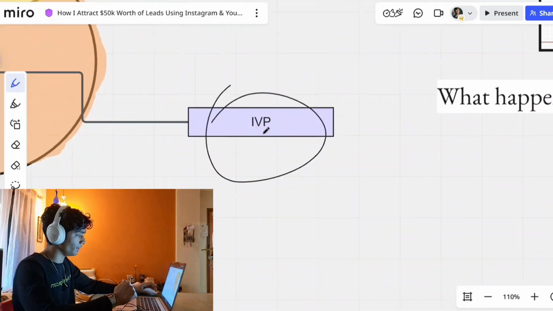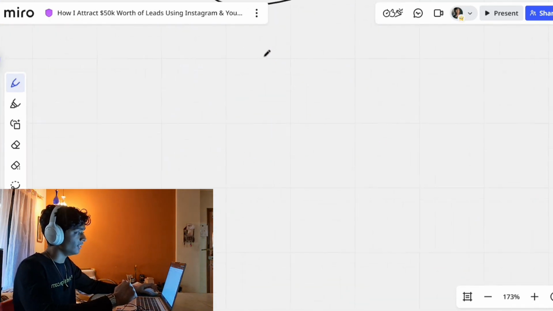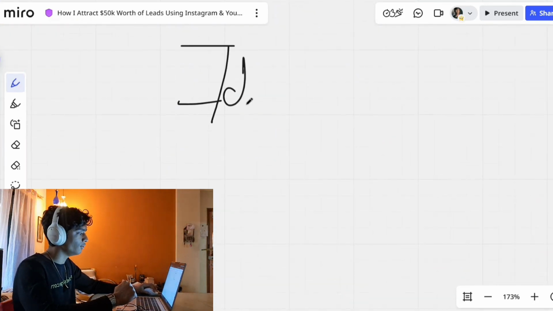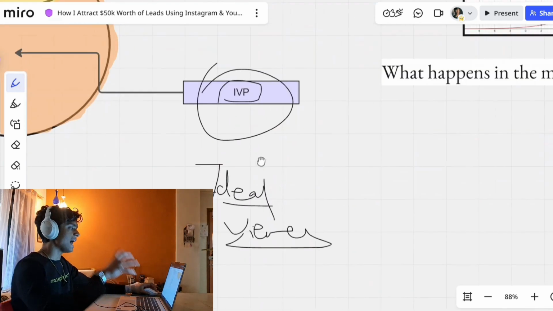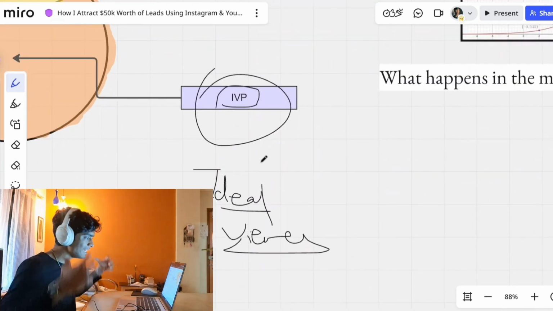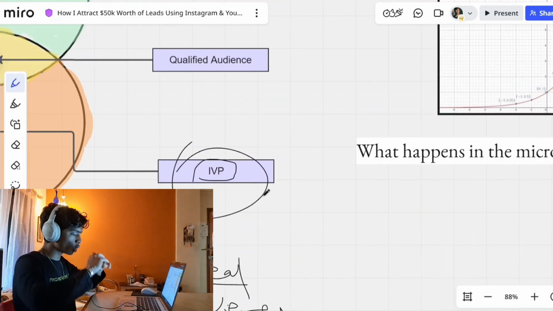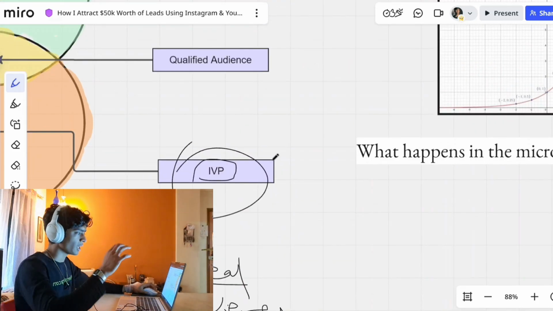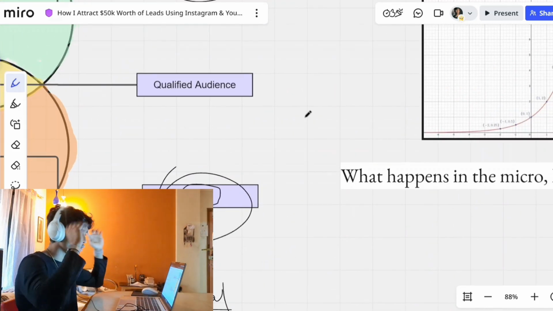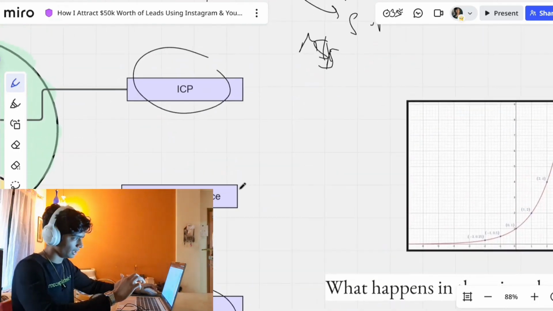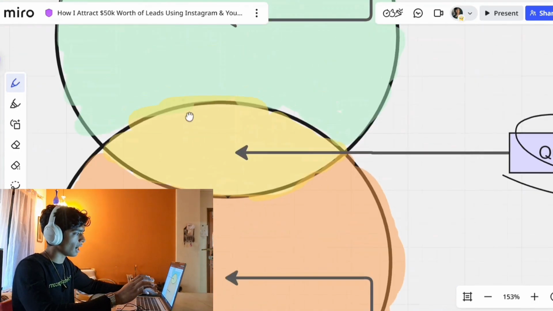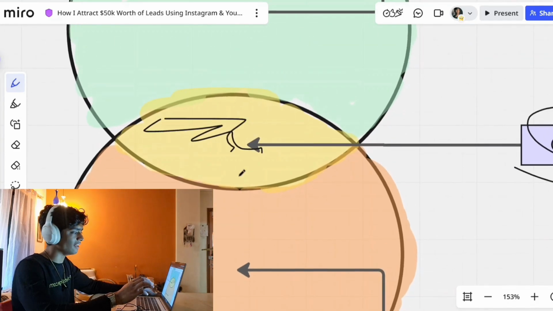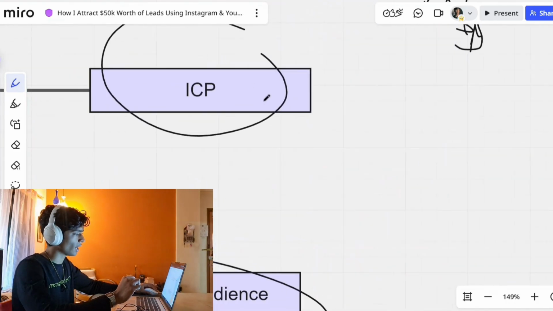Now, IVP is ideal viewers. These are the ideal viewers that you want. Now, let me just give you a disclaimer. This is not black and white. IVP and ICP are very much integrated into one another. It's a very grayish sort of thing. It's not black and white. So don't think that IVP is someone different. Usually, in the best case scenario, a qualified audience consists of your ICP and your IVP at the same time. Because guess what? Your ICP is your IVP.